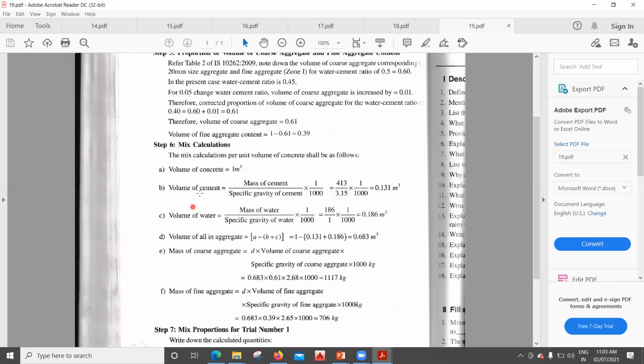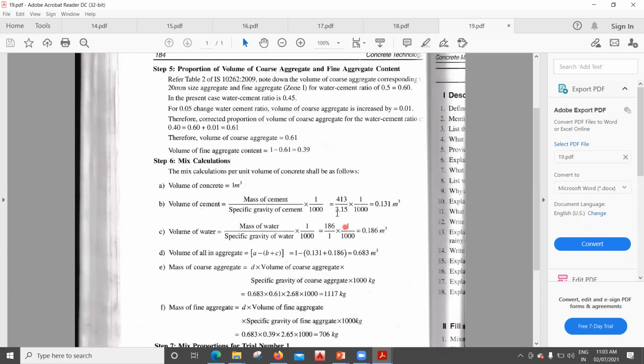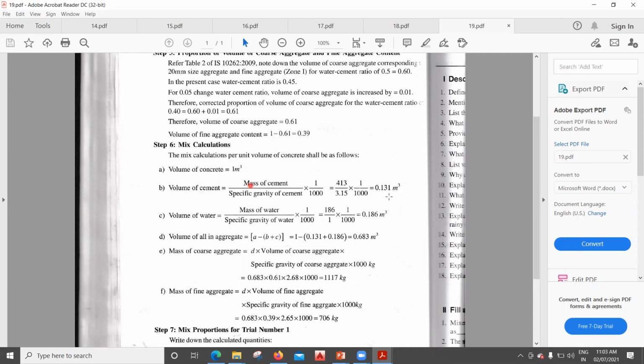Next remains the same. Volume of cement will be mass of cement divided by specific gravity. Mass of cement we got 413, divided by 3.15, into 1 divided by 1000. Volume of water will be mass of water divided by specific gravity, into 1 by 1000. 186 is what we got, divided by 1, into 1 divided by 1000, giving 0.186. Volume of all-in aggregate will be 1 minus (0.131 plus 0.186), which gives 0.683 cubic meter.